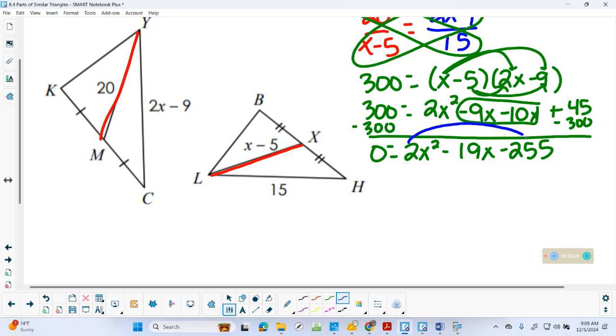First, you have to multiply 2 times negative 255. Somebody punch that in. 510, is that it? Now, you have to figure out what multiplies to that and adds to negative 19. I don't know about you, but I don't know that off the top of my head. I'm going to go to my calculator.